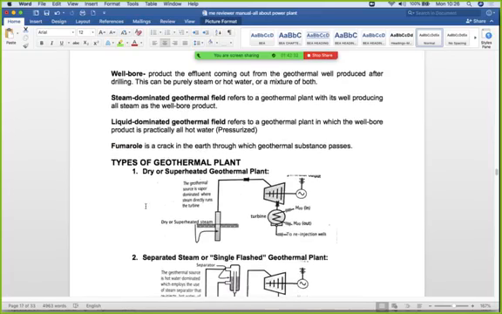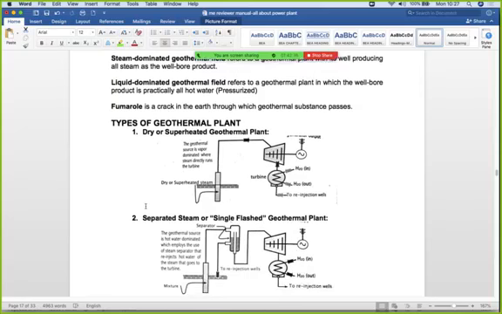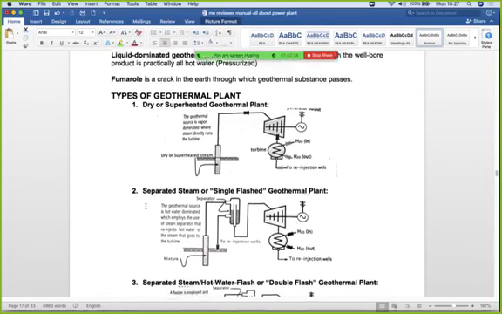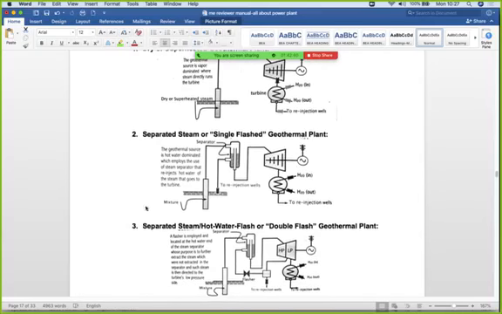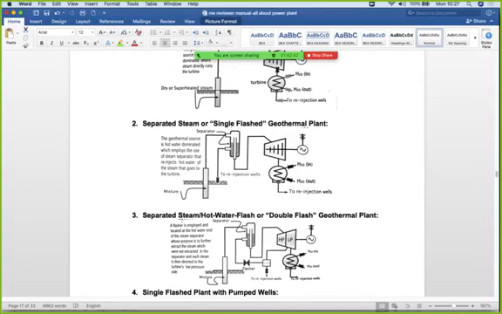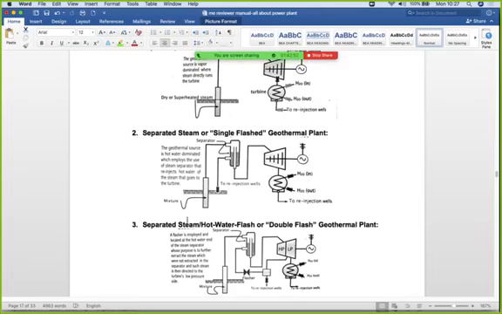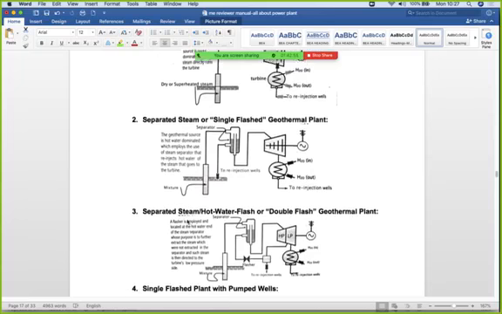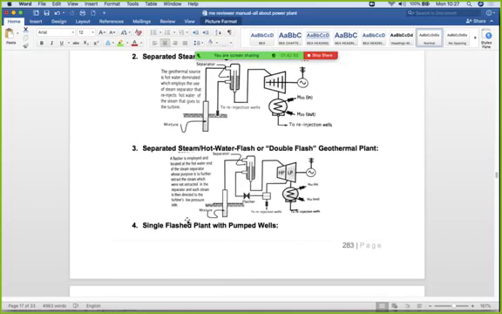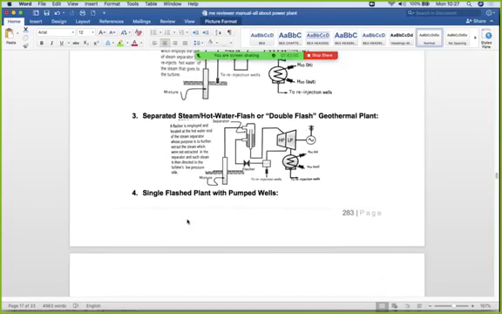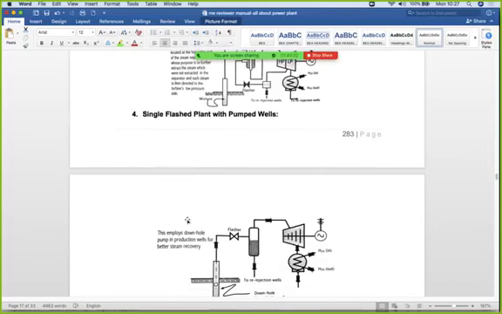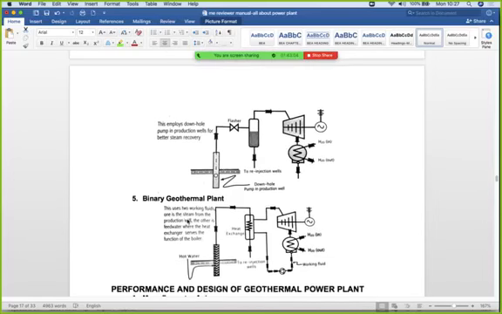So we have the types of geothermal: dry or separated steam, or single flash. We have separated steam, hot water flash. The main function of all those is just to separate water from the steam, because you don't want water to be carried over to the turbine. It will be detrimental to the turbine blade. So you have the single flash plant with pump wheels. These are the different types of geothermal.